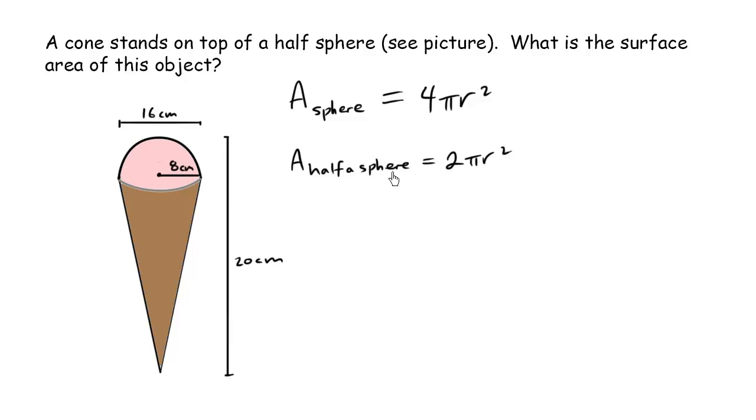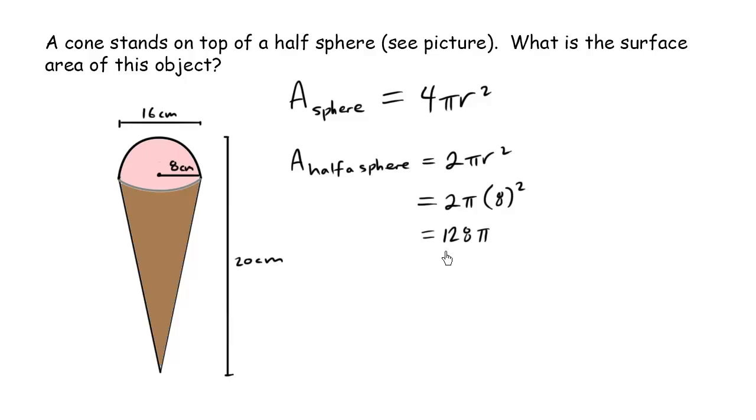So the area of half a sphere is equal to 2 pi r squared, which is 2 pi times 8 squared. 8 times 8 is 64. 64 times 2 is 128. So we have 128 pi as the area of half a sphere. That's that yummy pink area.